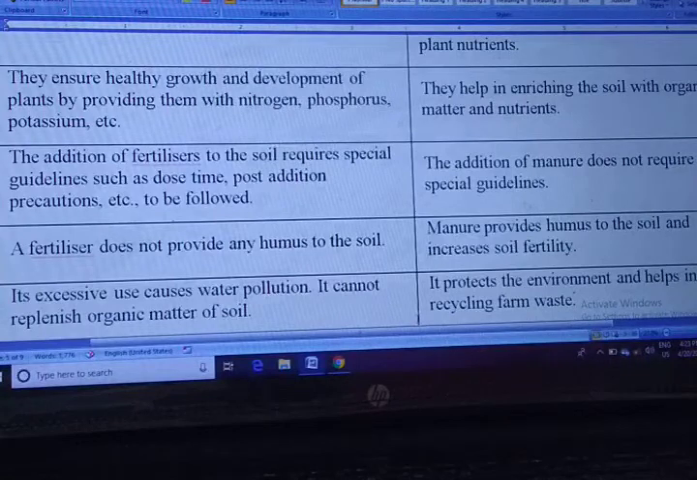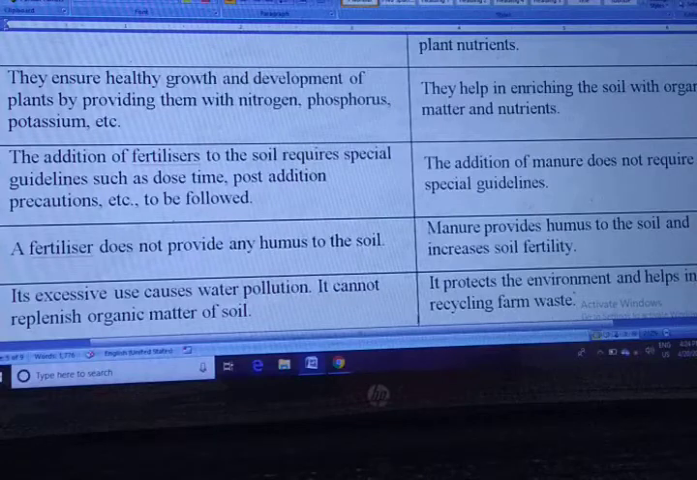They ensure healthy growth and development of plants by providing them with nitrogen, phosphorus, potassium, etc. These are the chemicals which are specially found in fertilizers. And manure helps in enriching the soil with organic material and nutrients. The addition of fertilizer to the soil requires special guidelines such as dose, time, post addition, precautions, etc.